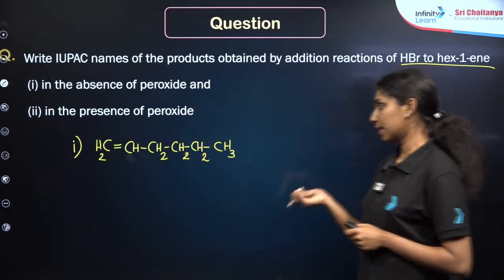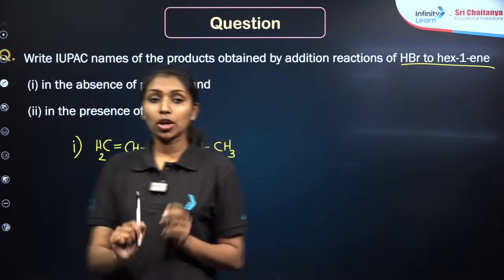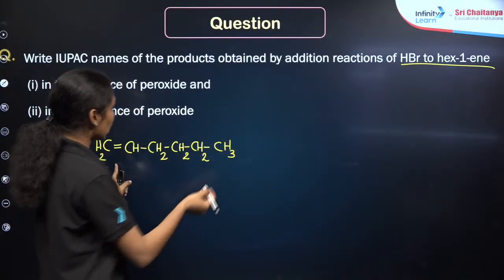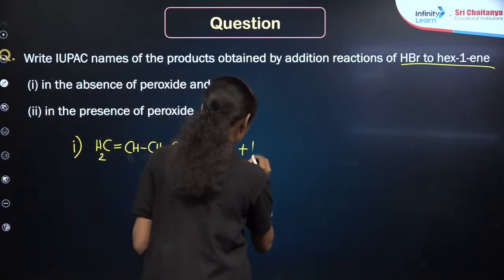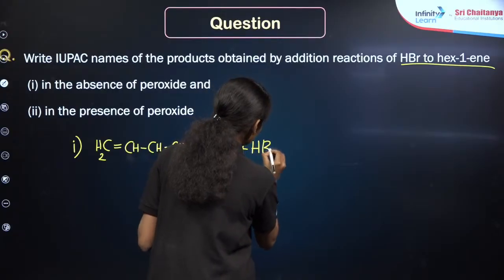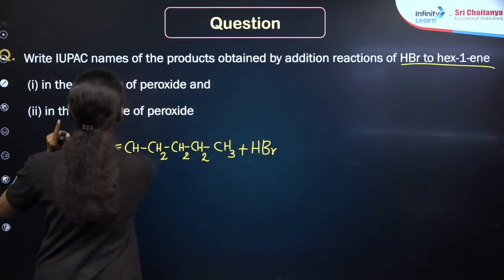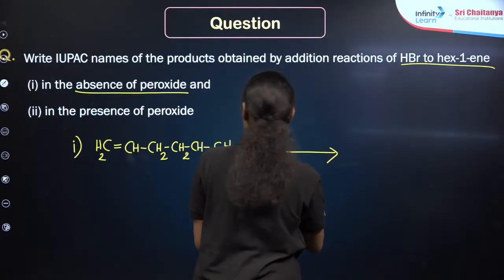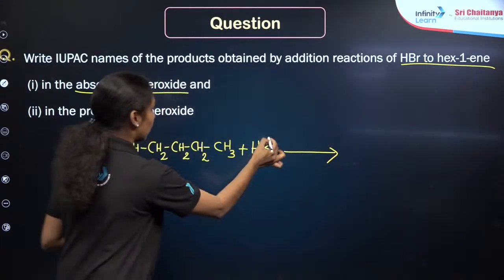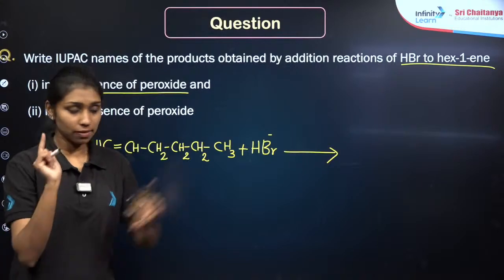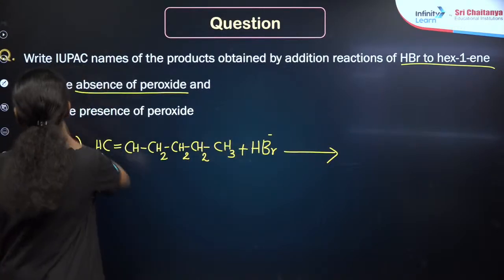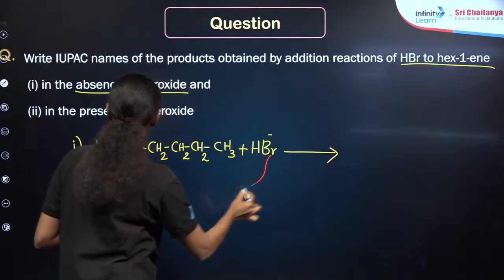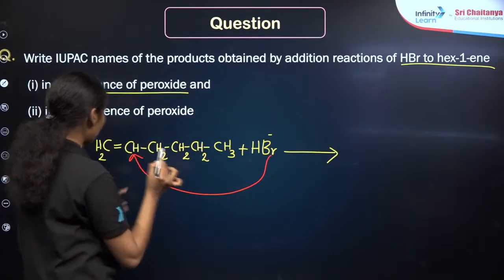This is hex-1-ene, right? A 6-carbon compound containing a double bond at the first position. So I am adding HBr here. First it is about the absence of peroxide, so I am just doing addition in which HBr is adding. This is my negative part, right? Br minus will be the negative part of this HBr. It will move to the carbon containing lesser number of hydrogen atoms. So I will get the product like this.